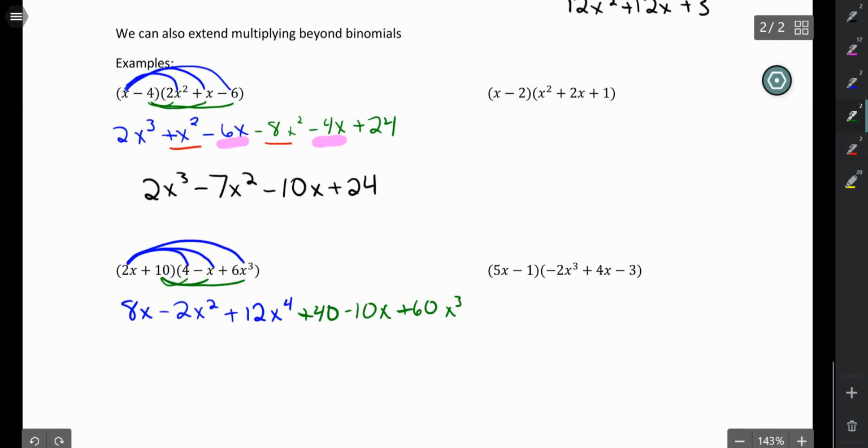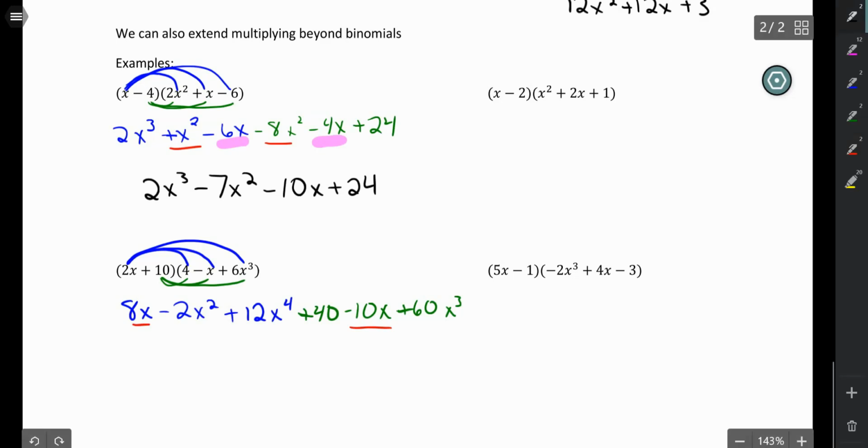Now I've got to look for those like terms. So let's see. I've got an 8x and a negative 10x. And that looks like the only like terms that I see.